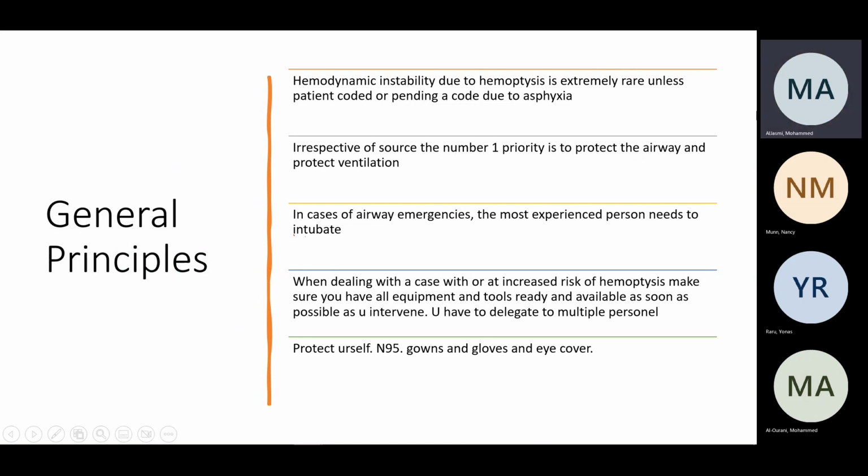So, just some general principles regarding how to deal with hemoptysis. I just want to say that hemodynamic instability, hypotension, collapse, is extremely rare in hemoptysis unless the patient is about to code. Why do people die from hemoptysis?